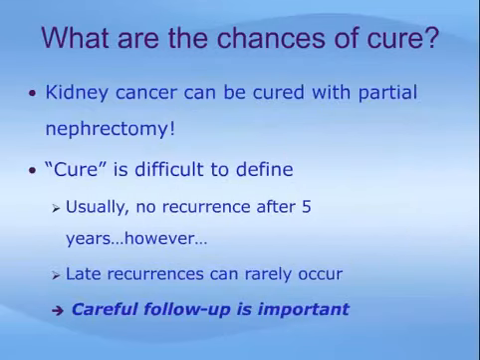Obviously, the greatest concern for patients undergoing partial nephrectomy for kidney cancer is that the cancer be cured. Kidney cancer, in fact, most definitely can be cured with this operation. It is important to understand that the word cure is a difficult term to define and varies with different types of cancer. For kidney cancer, cure is generally defined as no evidence of recurrent disease after 5 years of close follow-up. However, later recurrences can occasionally happen. It is for this reason that careful follow-up monitoring is so important.